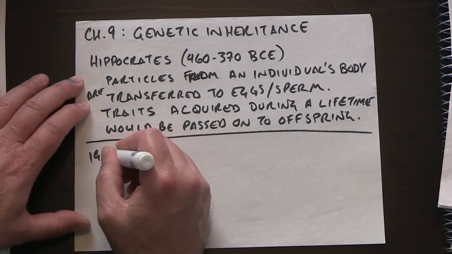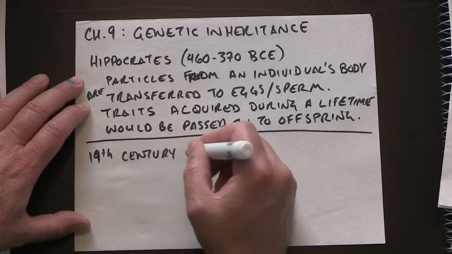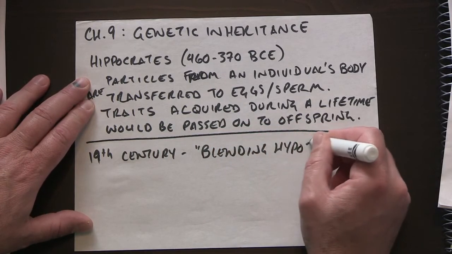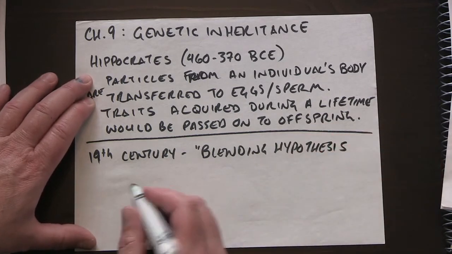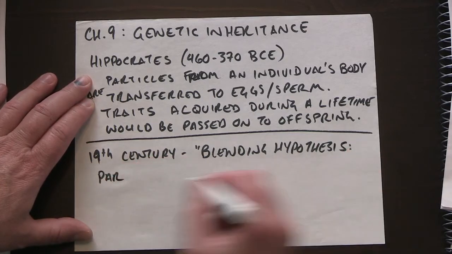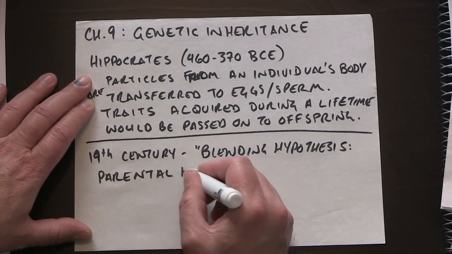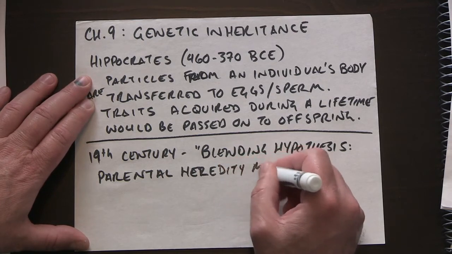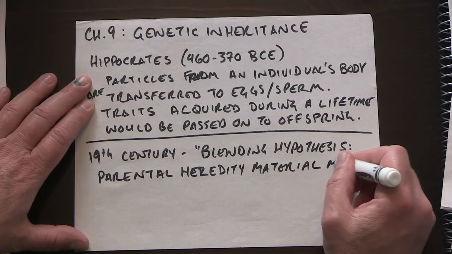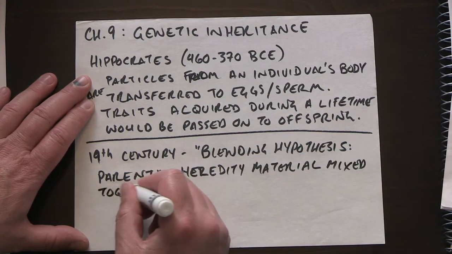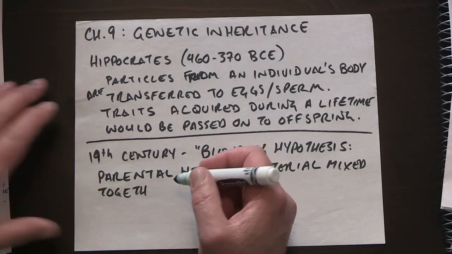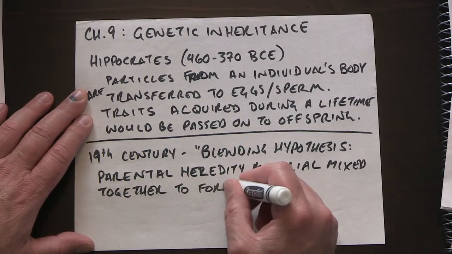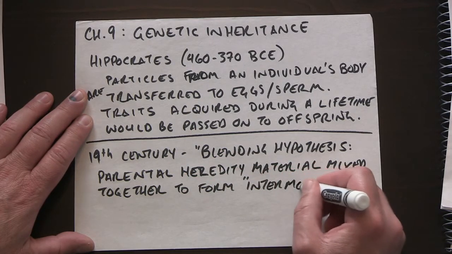Then in the 19th century, one of the big ideas was called the blending hypothesis. And this was that the parental heredity material, which at that point they didn't even know what the heredity material was, basically mixed together to form like an intermediate version between the mom and the dad. So let's use quotes here, "intermediates."